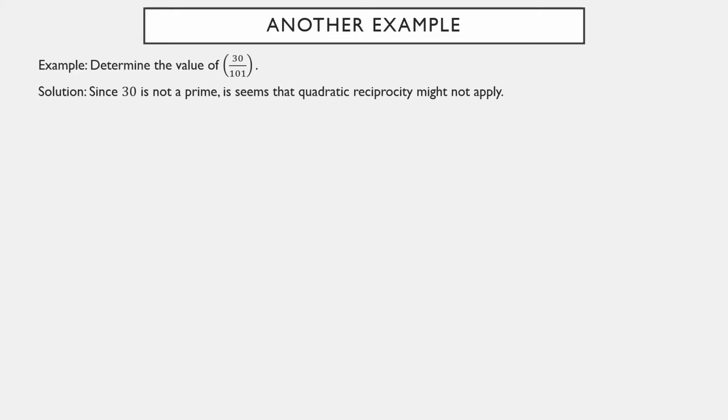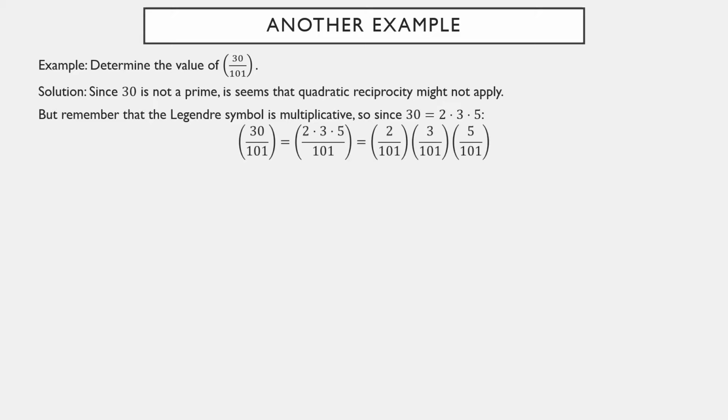30 is not a prime, however, so you might think quadratic reciprocity doesn't apply. But the Legendre symbol is multiplicative, and 30 is 2 times 3 times 5. So instead of doing the Legendre symbol 30 by 101, let's just do each of 2, 3, and 5 by 101, and then take the product. The last two terms do now involve two distinct odd numbers, 3 and 101, or 5 and 101. So for those last two terms I can apply quadratic reciprocity.